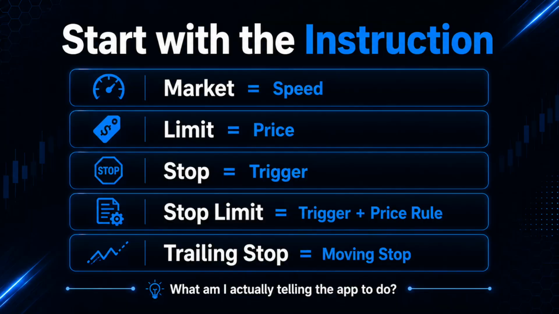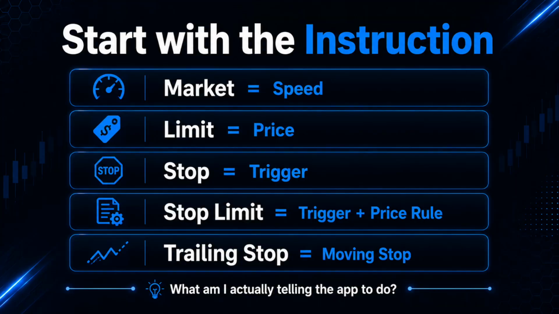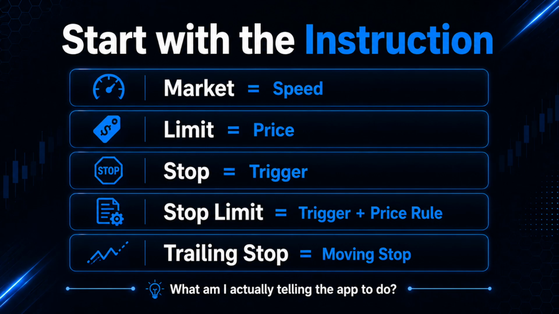Don't start with the name. Start with the instruction. Speed, that's market. Price control, that's limit. Trigger later, that's stop. Trigger later, but with a price rule, that's stop limit. A stop that moves with your trade, that's a trailing stop.